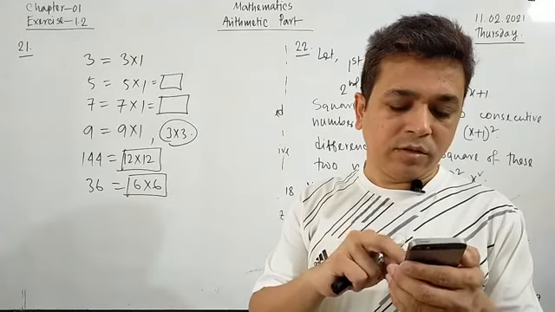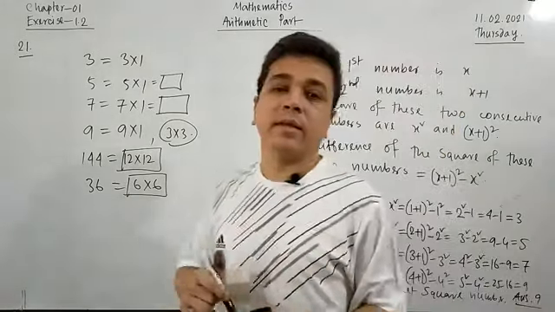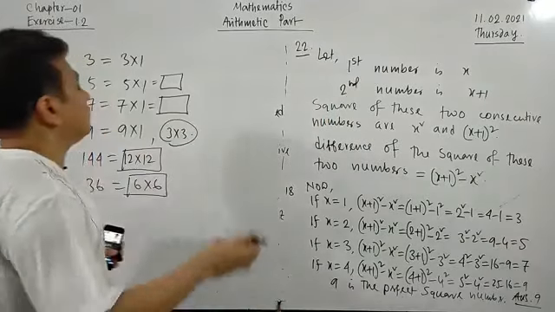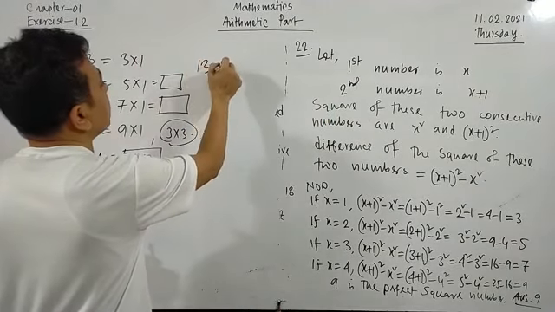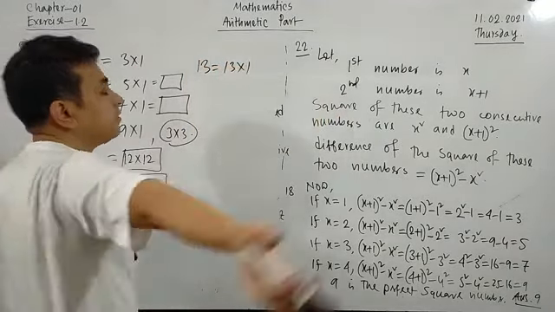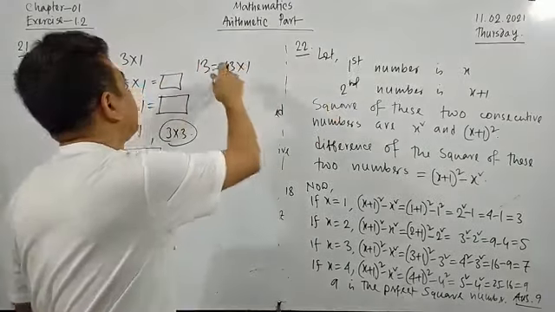Okay, 13 is not a square number. It is not possible to write 13 as a product of two same numbers. How many ways can you write 13? You can write 13 as 13 into 1. There is no alternative way to write 13.